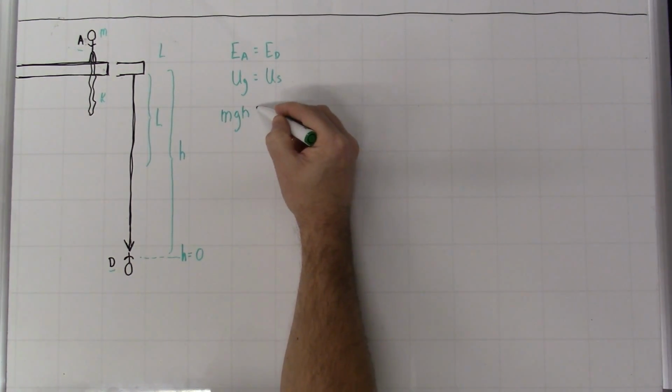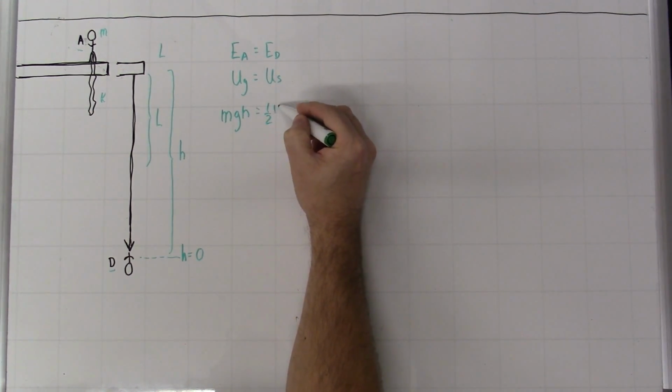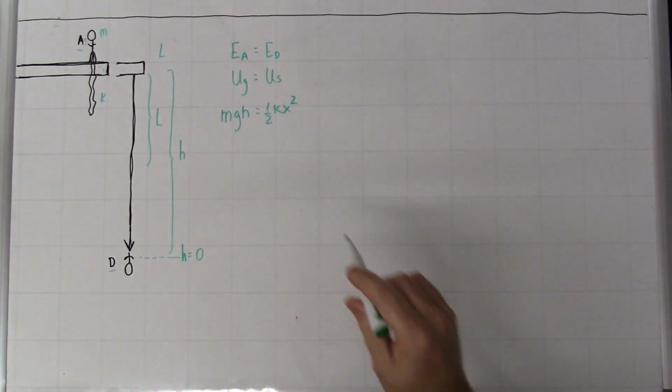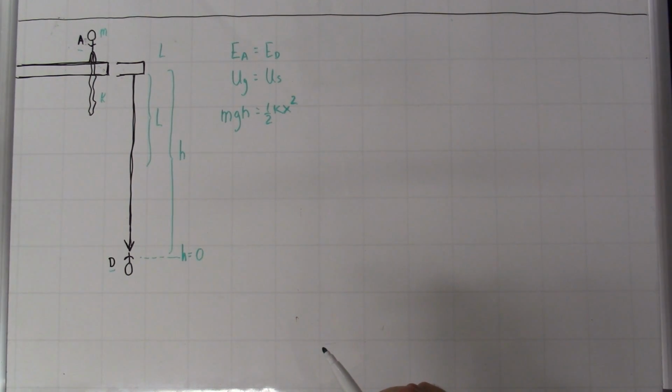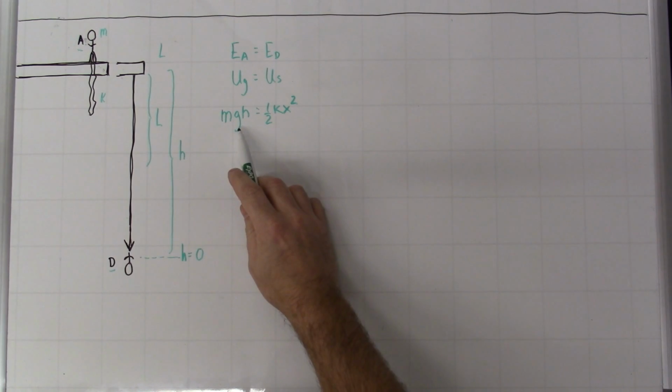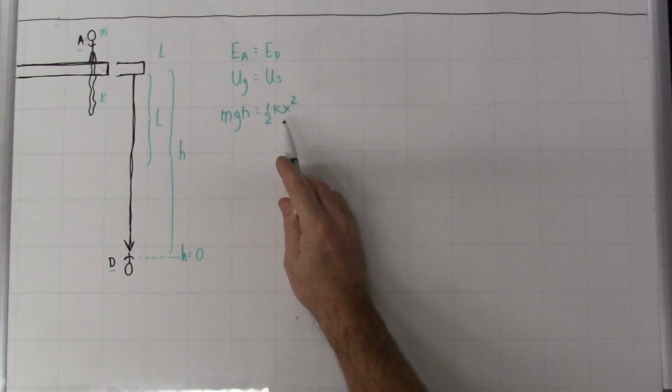Working these out, once we have these, we can plug and chug. mgh is equal to 1/2 kx squared. These are the general forms for those two. Now the problem is that if we know the mass and the spring constant, we know the gravitational field strength on the Earth is 10 newtons per kilogram. How does h relate to x?